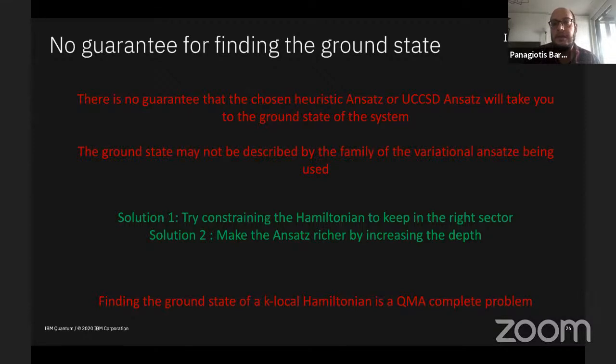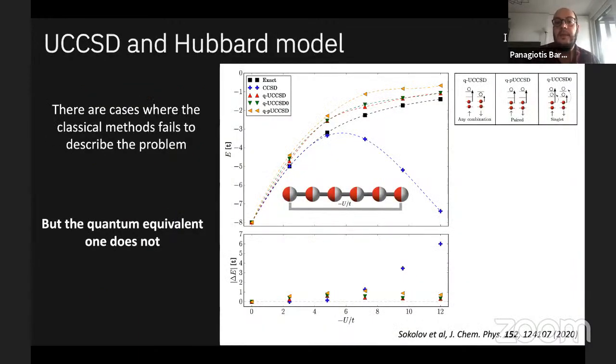There are certain cases where the unitary coupled cluster, or actually the coupled cluster classical ansatz, fails to describe the problem, whereas the quantum equivalent one allows for a better description and a more exact solution to the problem. This is something that we recently noticed in our paper, where we actually used the Hubbard model, so the model that I'm going to use to benchmark the variational forms today.